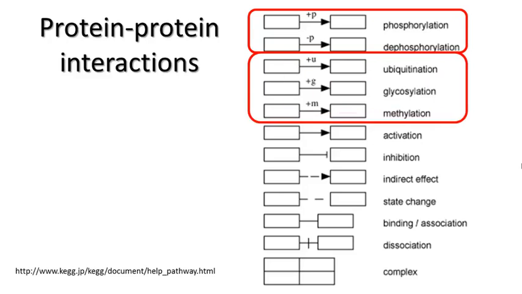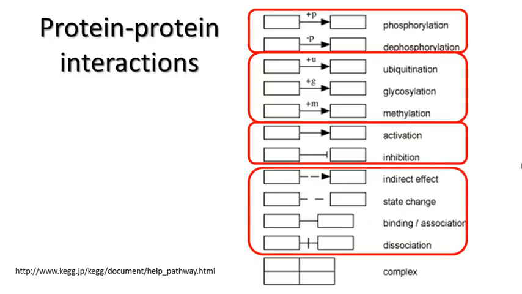Ubiquitination, glycosylation, and methylation are marked with a plus U, plus G, or plus M on the arrow. Activation and inhibition are marked with a standard arrowhead or a T-head. Other types of effects, such as indirect effect, state change, binding association, and dissociation, are marked with different arrows. Finally, protein complexes are shown as grids.